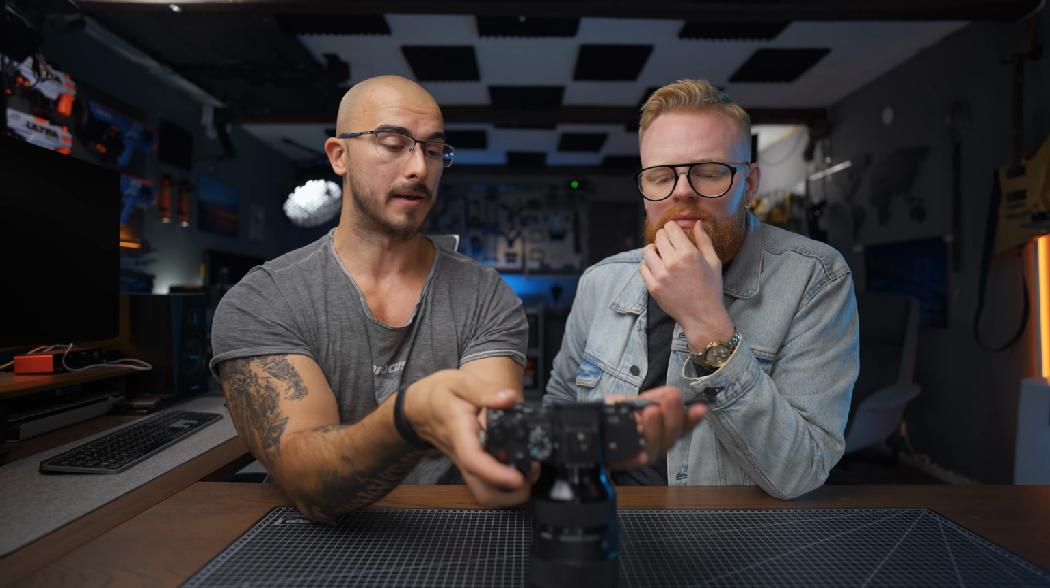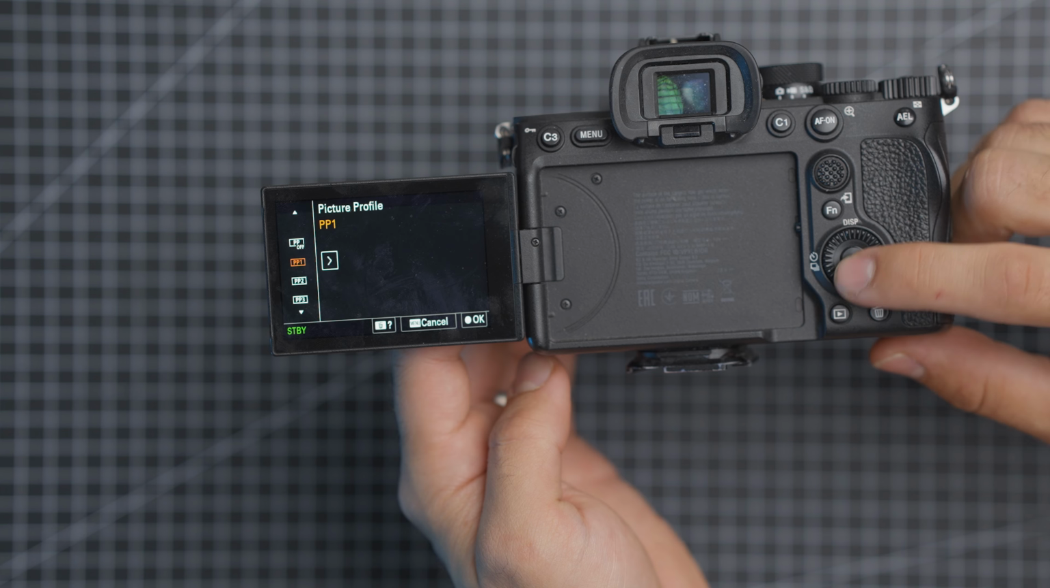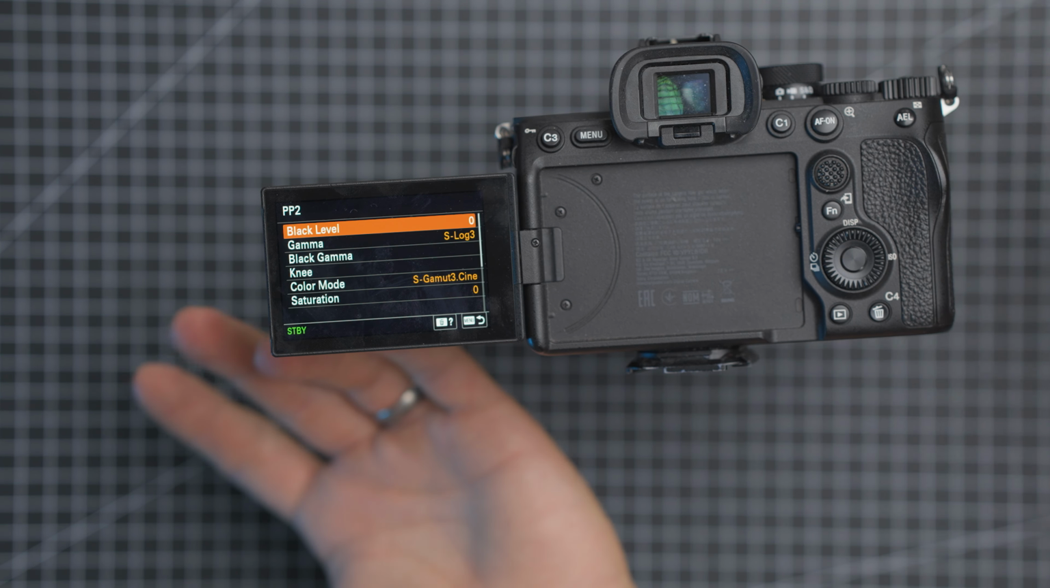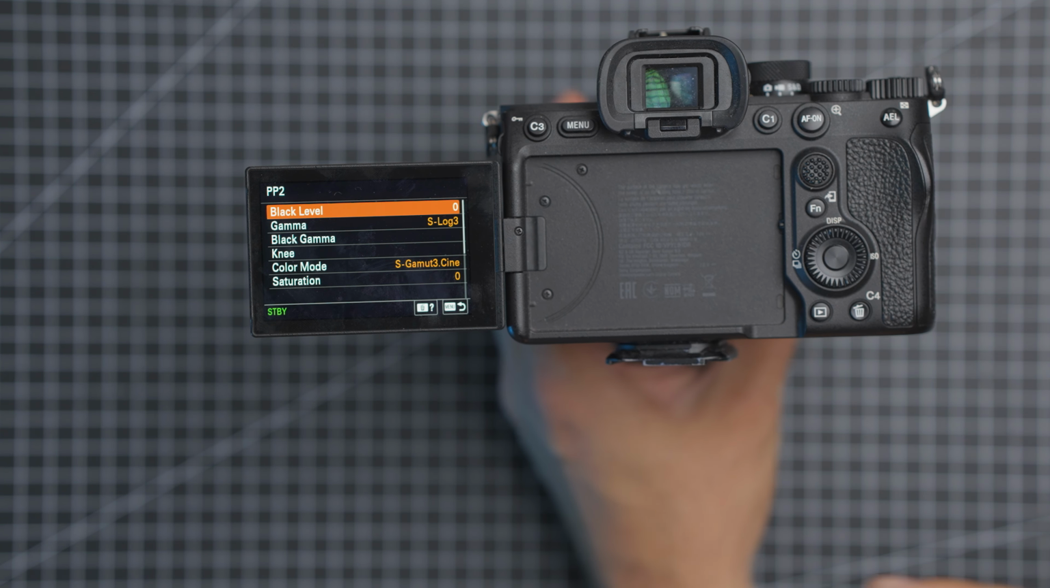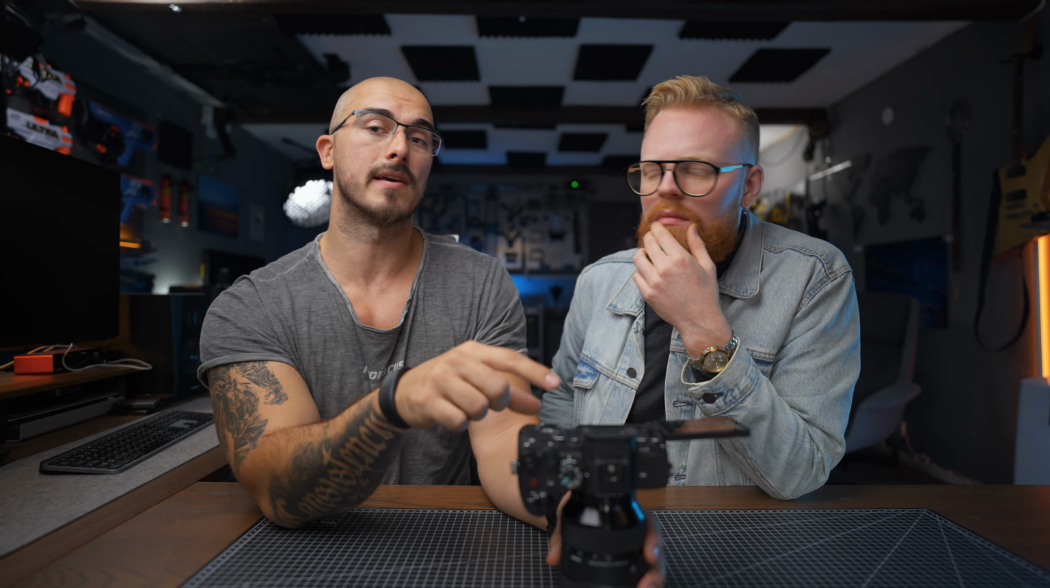But moving further, you can see that you have different picture profiles. So we're gonna head into picture profile 2, which is gonna be the S-Log. And this is actually the cool thing with S-Log 3.